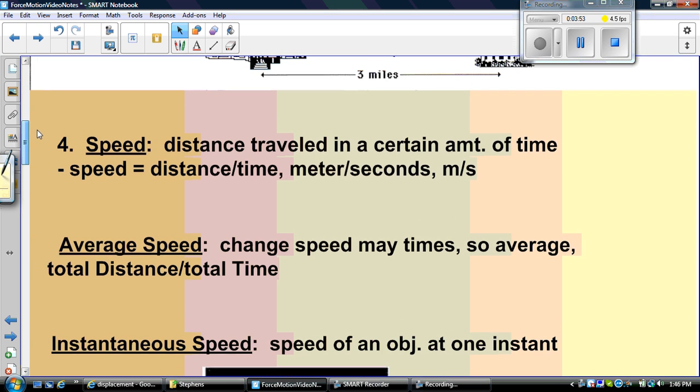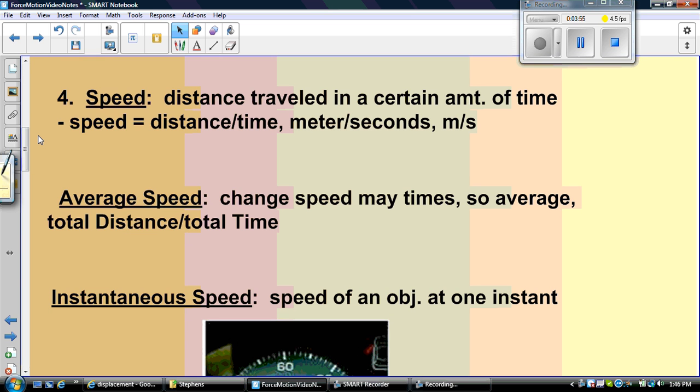Okay, so when we deal with motion, we always want to calculate the speed because we always want to know how fast matter is traveling. So speed is the distance traveled in a certain amount of time. The formula to calculate speed is distance divided by time. The units are going to be meters per second because meters is the base unit to measure distance and seconds is a base unit to measure time. So meters per second is the unit for speed.